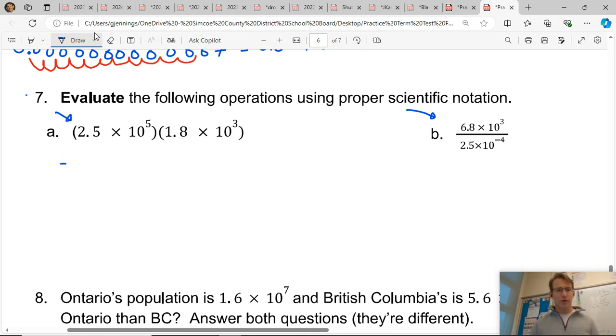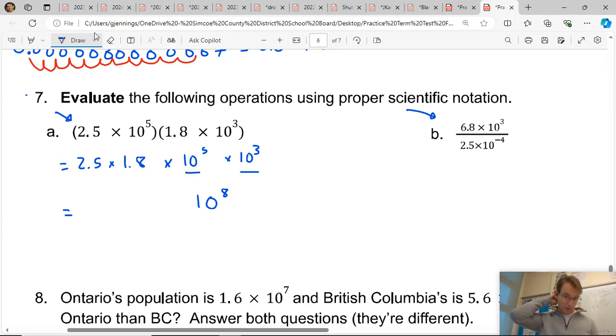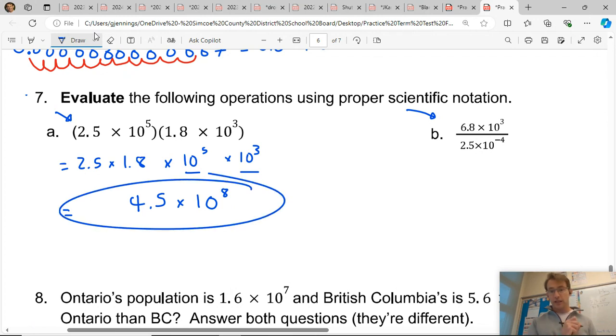Okay, so this I can rewrite as 2.5 multiplied by 1.8 multiplied by 10 to the 5 multiplied by 10 to the 3. Here we are multiplying by 5 tens and by 3 tens, so that is 8 tens multiplying, and 2.5 times 1.8 happens to be 4.5. So we have 4.5 times 10 to the 8. We circle it. That's done. Final answer.